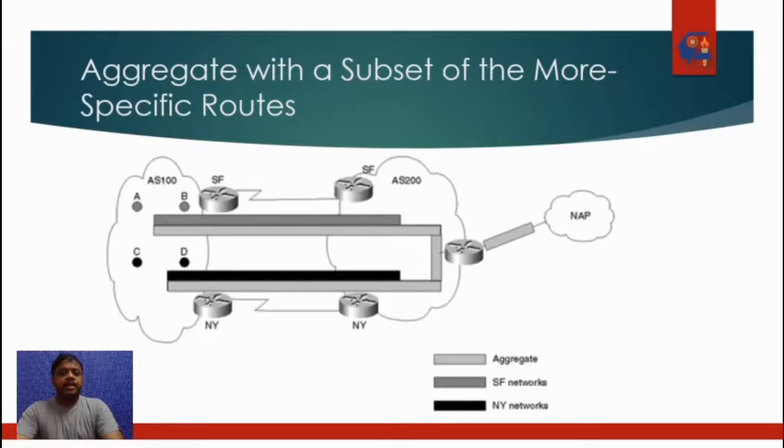In case of a link failure, all the networks can still be reached by following the aggregate route, which is advertised on both links. The no export technique can be used to propagate only the aggregate to the NAP. Moving on.